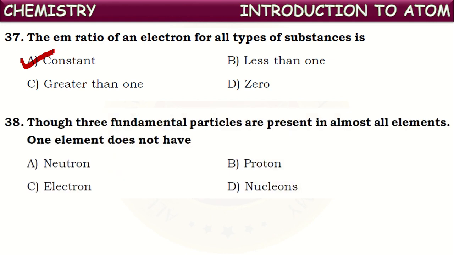Next, though three fundamental particles are present in almost all the elements, one element does not have them. We have studied that almost all the elements contain these subatomic particles, three fundamental particles: electrons, protons and neutrons. But there is one special element which does not contain one of these three. What is that element? Yes, it is hydrogen. Hydrogen has only two fundamental particles, one electron and one proton only. It has no neutrons. Except hydrogen, all the remaining elements contain these three fundamental particles in any number. But only hydrogen has two fundamental particles only, electrons and protons, but no neutrons.